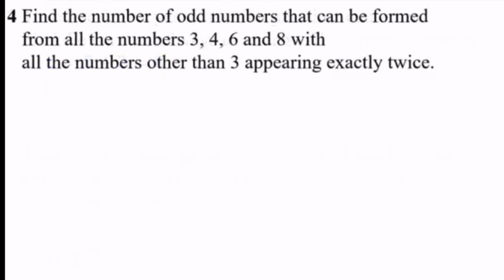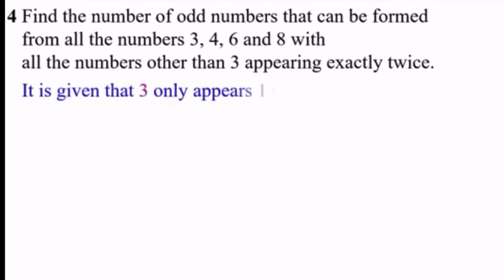Find the number of odd numbers that can be formed from all the numbers 3, 4, 6 and 8 with all the numbers other than 3 appearing exactly twice. So that is showing identical objects, alright, for the numbers other than 3. So let's do it together for question number 4. Basically when you read the question, you must highlight the keywords. Example, number of odd numbers. So it is given that 3 only appears one time, right?